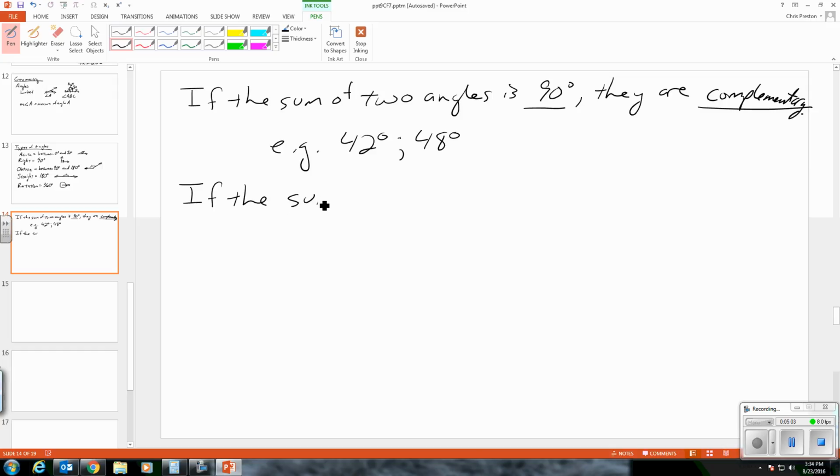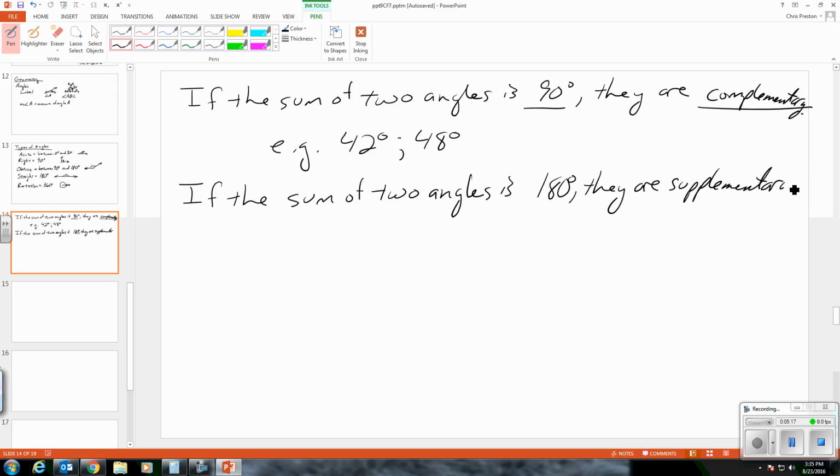If the sum of two angles is 180 degrees, they are supplementary. Right? So again, for example, if you had 42 degrees and I said, okay, what's the supplementary angle to that? It would be 138 degrees. Because if you add those together, you get 180.